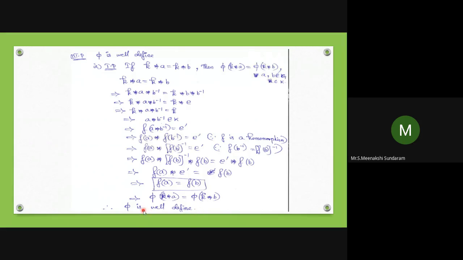It is that pi is well defined, f of a equal to f of b னா pi of k star a equal to pi of k star b. ஏன்னா f of a ஓட எலிமெண்ட்ஸ் எல்லாமே அப்படிதான் இருக்கும்.